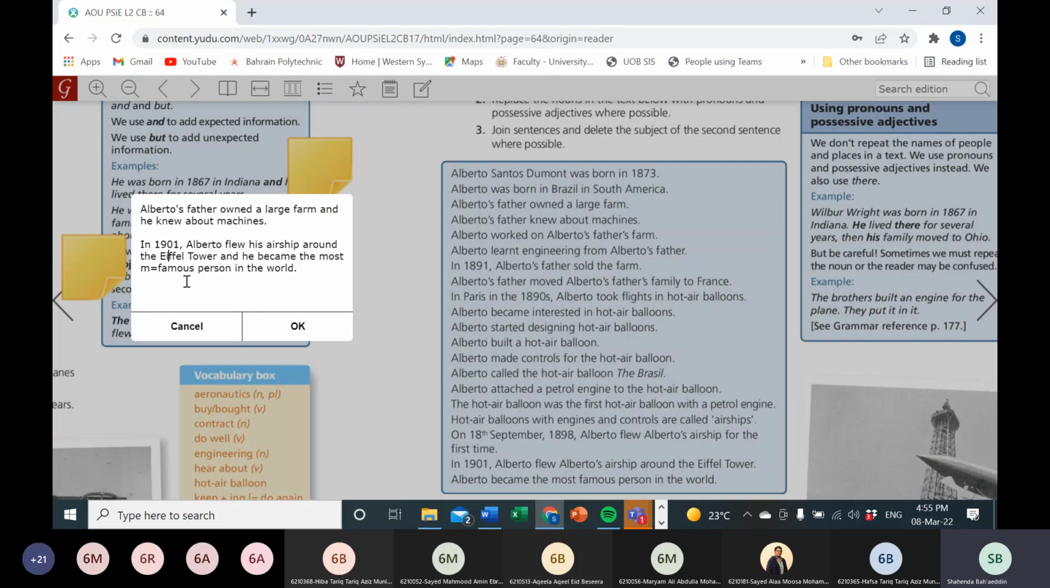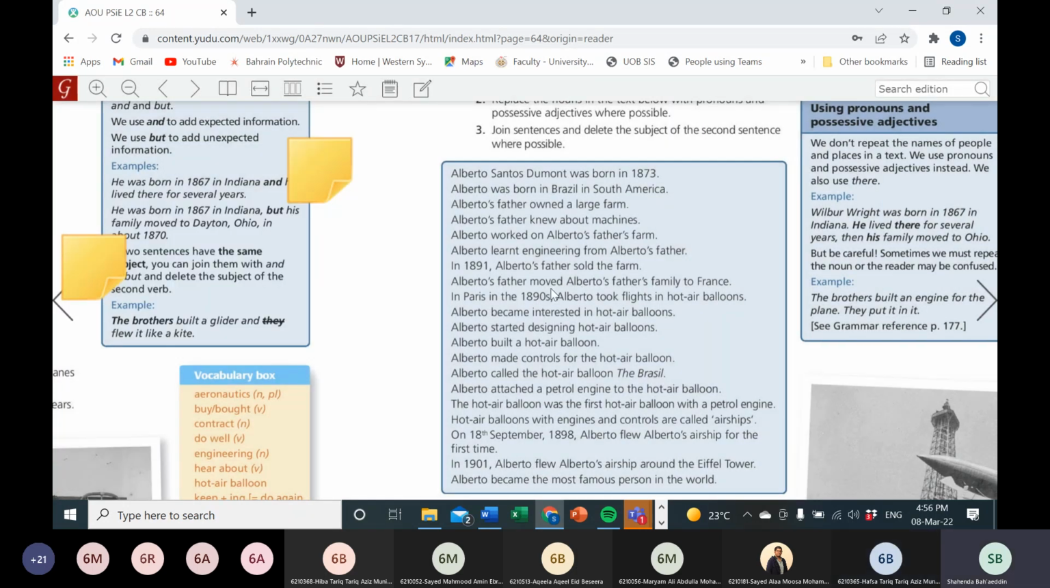I agree with you, Hafsa. You can say Alberto flew it. This depends if you used Alberto's airship in the previous sentence. Yani if you did this one on the 18th of September. So it depends what came before. Okay, you got my point, Hafsa? Yes, ma'am. Thank you. Okay, okay. Do you have any questions regarding this part?